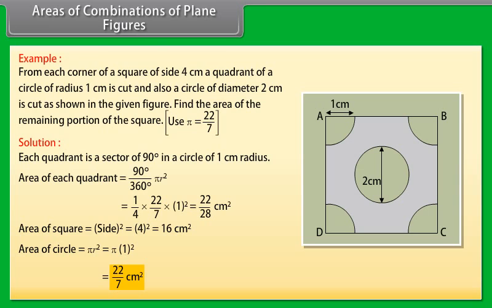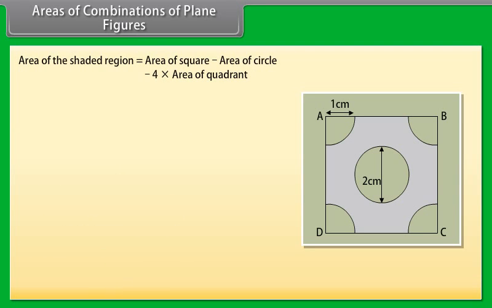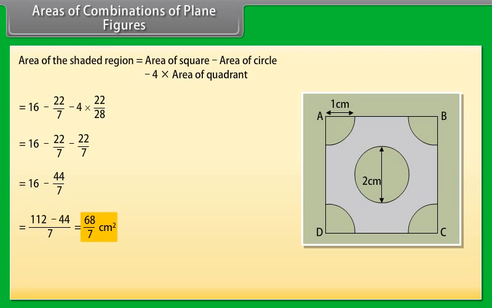Area of the shaded region is equal to area of square minus area of circle minus 4 into area of quadrant. Now by substitution and calculation of the values, we get area of the shaded region as 68 upon 7 centimeters square.